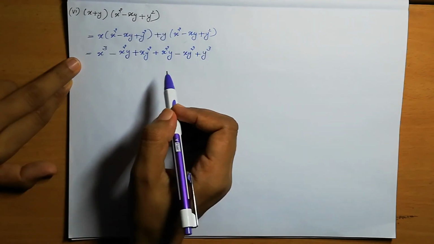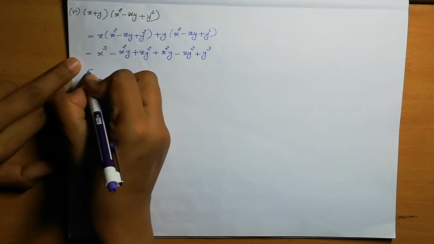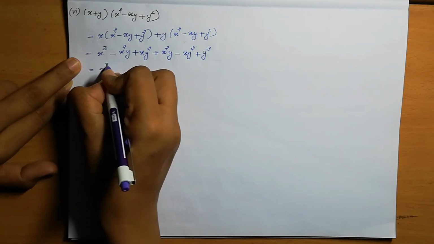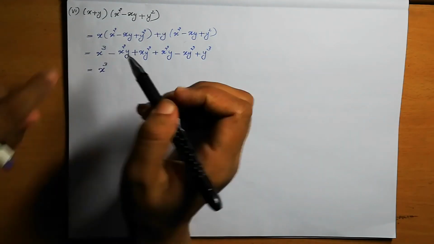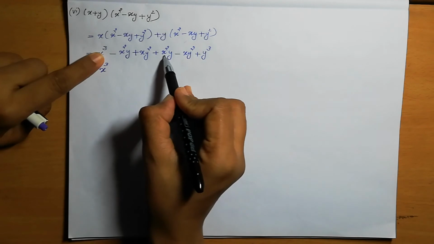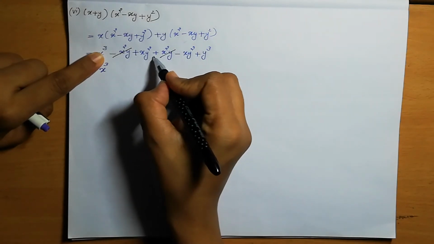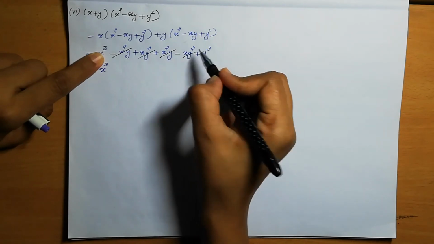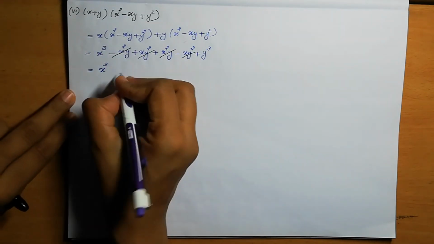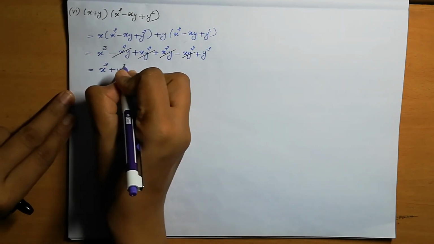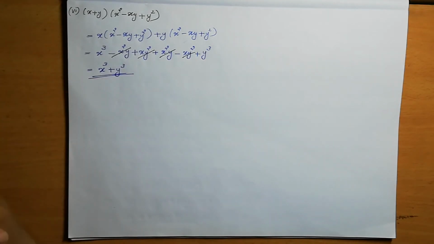So this is equal to, x square y, like term is there. So x cube, here we can see x square y, this is also, so minus x square y plus x square y becomes 0. Xy square minus xy square is also 0. So what is remaining? X cube plus y cube is the answer.